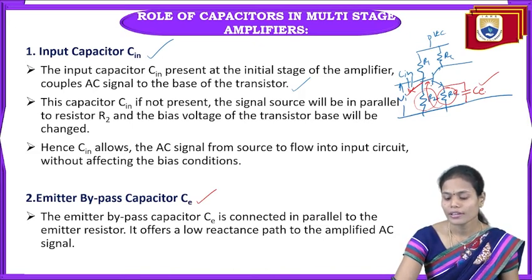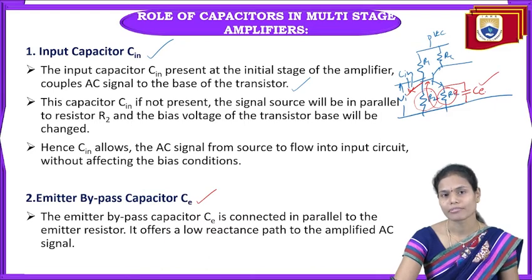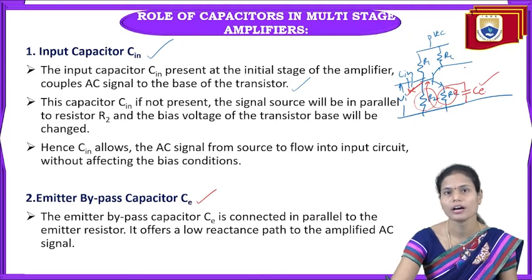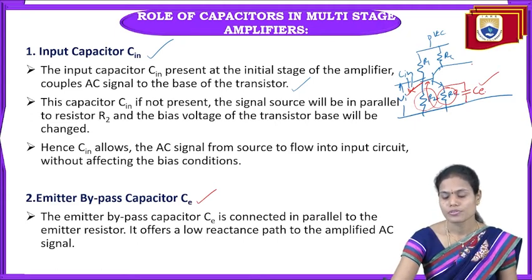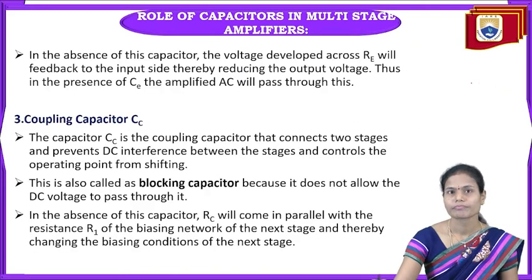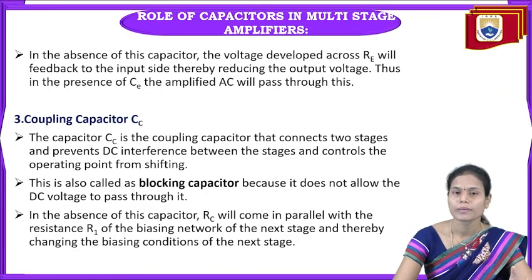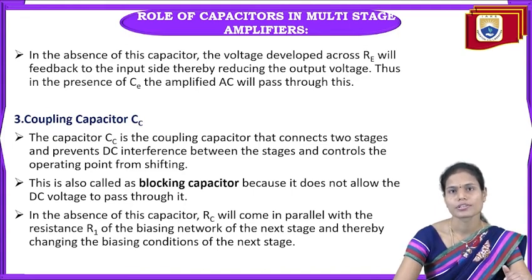That is, this signal is again affecting the base voltage of the amplifier. If the base voltage of the amplifier is changing, the input voltage or biasing voltage of the amplifier is changing. Once the biasing condition as well as the input voltage is changing, there is an effect on the output voltage. Because of that, we need to compulsorily include the CE capacitor in parallel with the RE resistor. If it is present, it will directly pass the amplified AC signal through it.